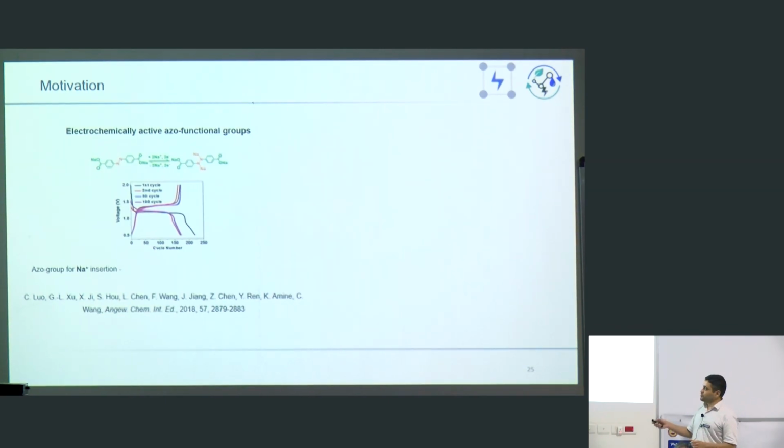So the other molecules, if you remember when I was showing the example for naphthalene, it had a voltage roughly around 0.5 volts versus sodium. But in the case of azobenzene, this voltage is now much higher. It's now closer to 1.2 volts versus sodium.